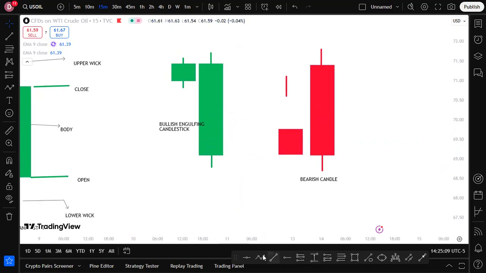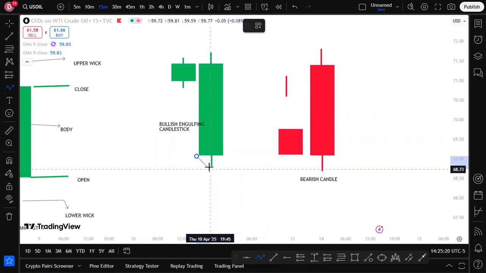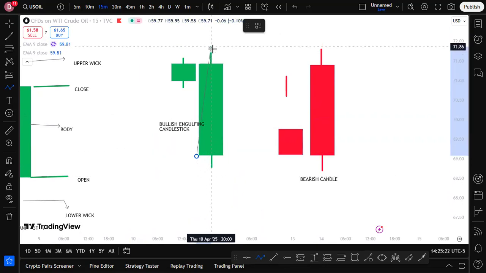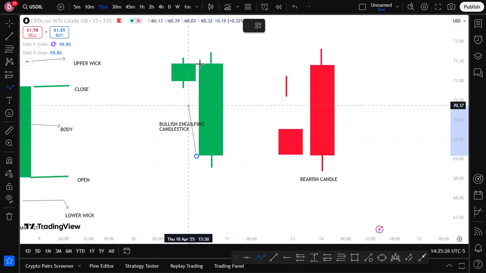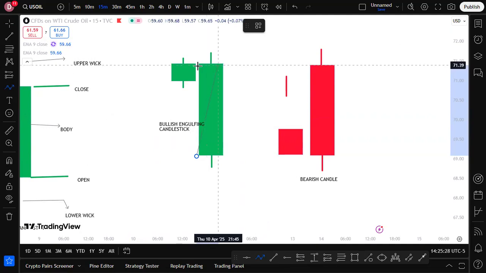But still remember, our open and close is still the same for a bullish candlestick. So we open here. This was our open. This is the lowest point price went to, which is called our wick. Here is the highest point price went to, which is also called the wick, either upper wick or lower wick. Then here was our close. This is where the candlestick closed. That is, the price closed at this point here.